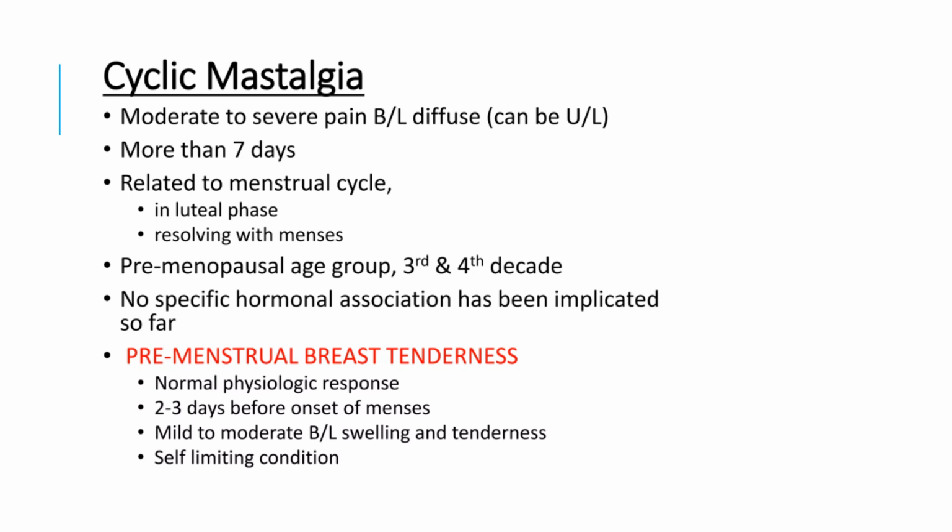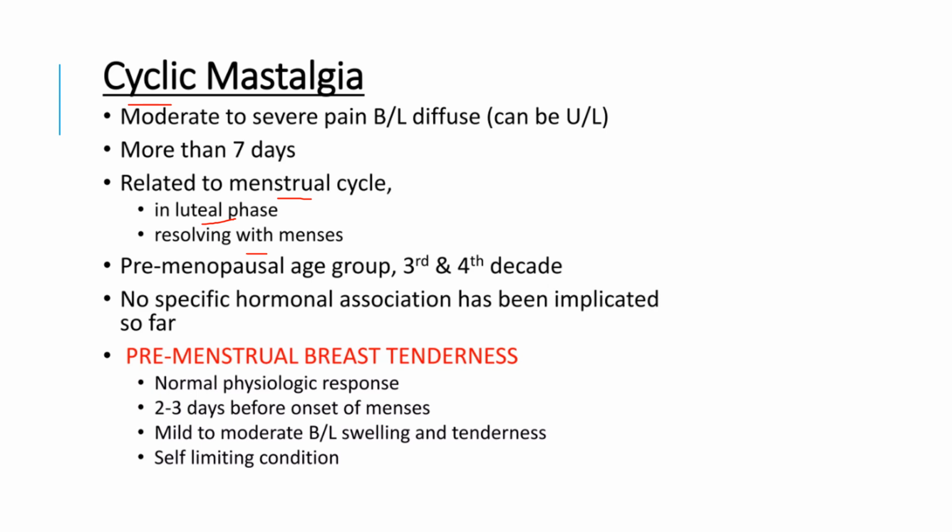Now coming to mastalgia. What is mastalgia? It's breast pain. It can be cyclic or non-cyclic. When it is cyclic, it's usually benign. It is moderate to severe pain, and it can be bilateral, diffuse, or unilateral. It is cyclic because it is in accordance with the menstrual cycle, usually in the luteal phase. It resolves with the menses. When the menses starts, it stops.